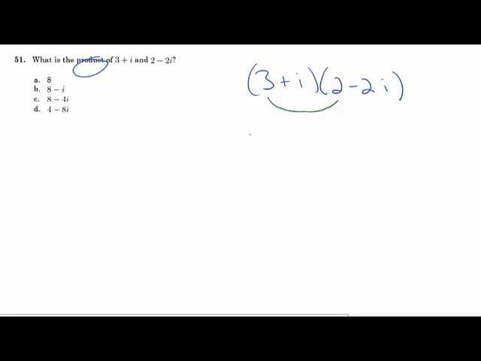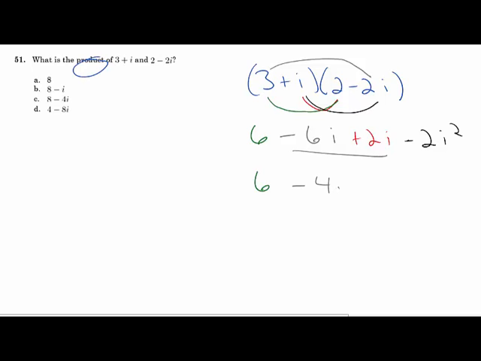So 3 times 2 is 6. 3 times negative 2i is minus 6i. i times 2 is plus 2i. And then i times negative 2i is minus 2i squared. So then we have the 6, and then we have minus 6i plus 2i, which is minus 4i. All right, and then we're left with minus 2i squared at the end.